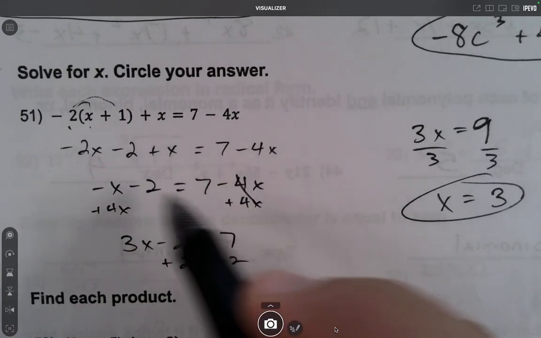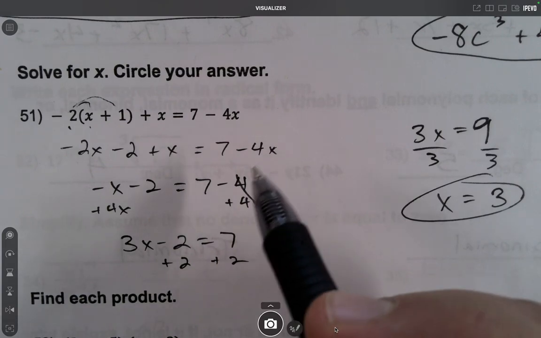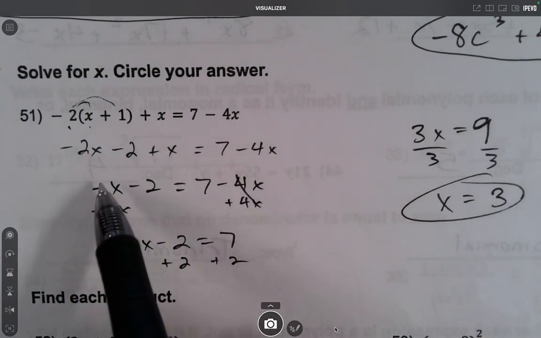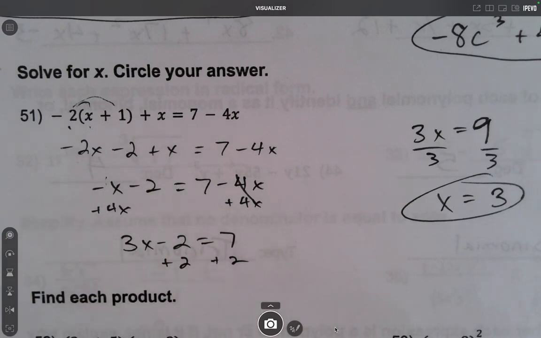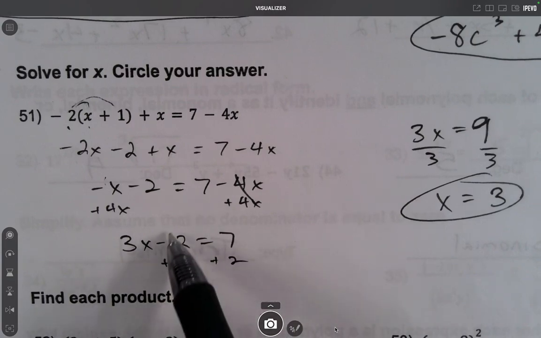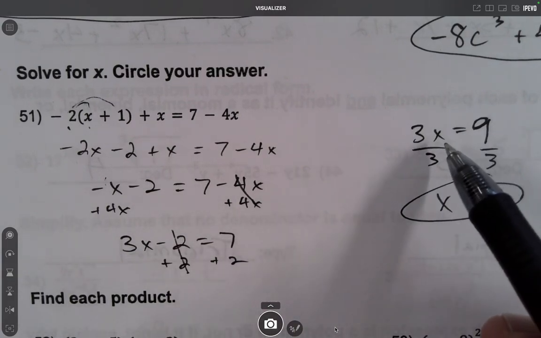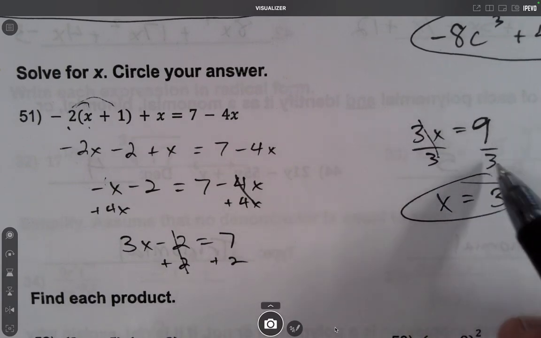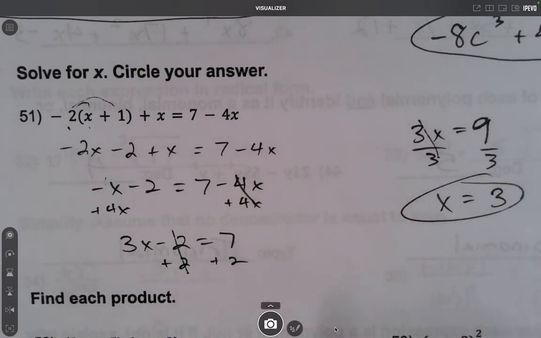So I've told you before, when there's variables on both sides, I like to combine them first. Excuse me, so I'll add 4x to both sides. Negative 1x plus 4x is 3x. Then I'll add this 2 to both sides to get it out of the way. I get 3x equals 9. Then I divide both sides by 3. And 9 divided by 3 is 3.